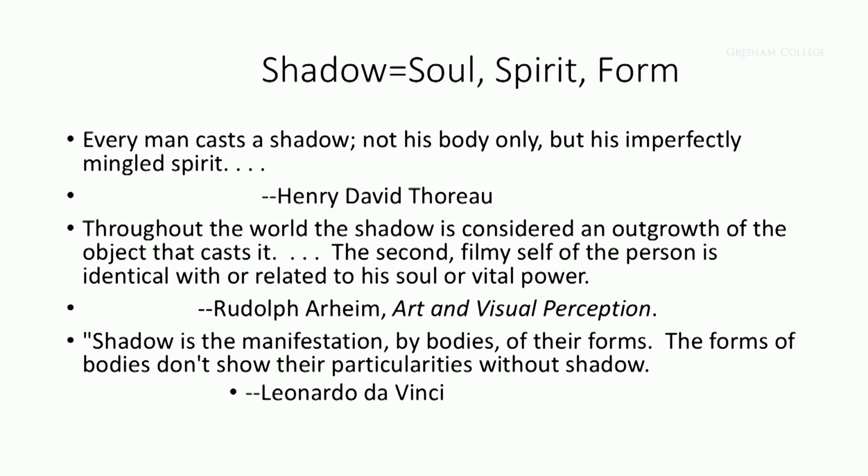And then this third quotation from Leonardo. Shadow is the manifestation by bodies of their forms. The forms of the bodies don't show their particularities without shadow. Leonardo actually thought that the shadows were coming from the bodies rather than being projected by the light. He saw shadows emanating from bodies, and so the body spoke its form through the shadow that was projected, which is one reason he felt it was tremendously important to control the shadows so they wouldn't just go anywhere and mess up a painting.